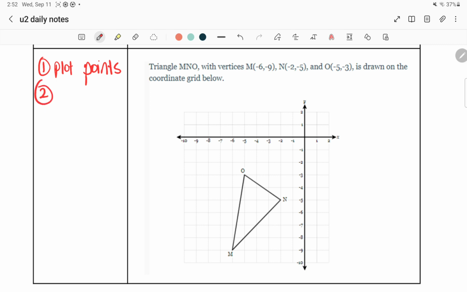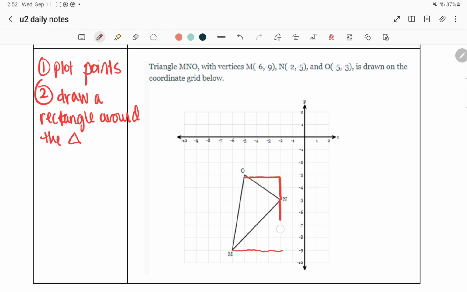Step 2 is draw a rectangle around the triangle, like so. I need to essentially make 3 little triangles. Okay. Step 3 is I'm going to use this to find the area of all of my new stuff.